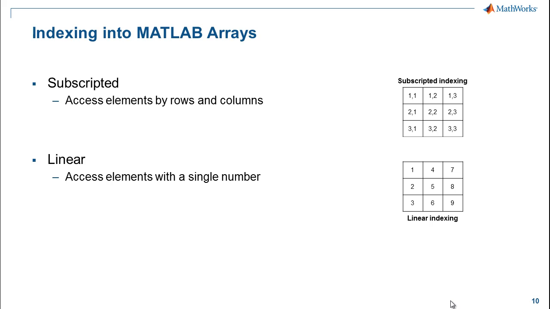But there's another way of indexing into an array, which is called linear indexing, where you use a single number, and this number is calculated by counting down the columns. So linear indexing is faster than subscripted indexing because of the way MATLAB stores its numbers. And if you can, you should use linear indexing instead of subscripted indexing. MATLAB actually provides you these 2 functions to convert between the 2 indexing types.